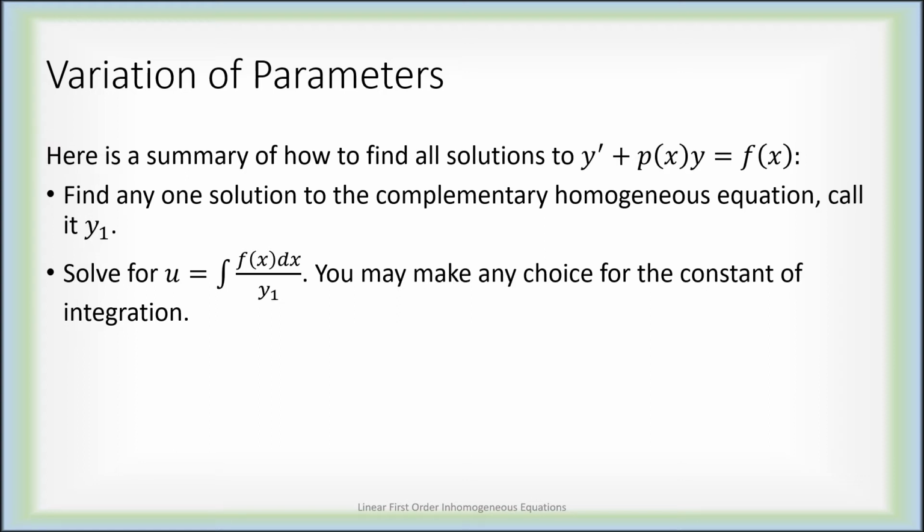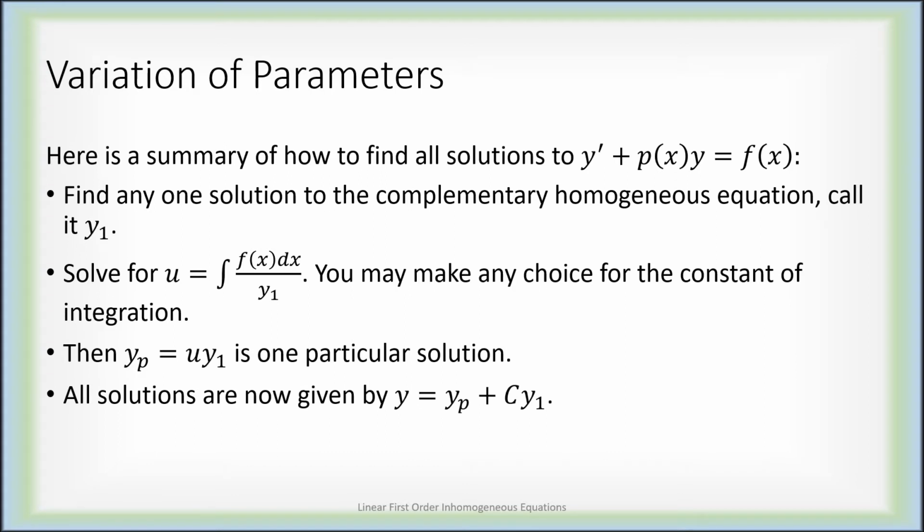Nine times out of 10, 0 is going to be your best bet, but if the particular form you're working with means another constant would be more convenient, by all means, pick any constant you want. In which case, y sub p equals u times y1 is one particular solution to the inhomogeneous equation, and then all solutions to the inhomogeneous equation will be given by the family y sub p plus a constant times y1.